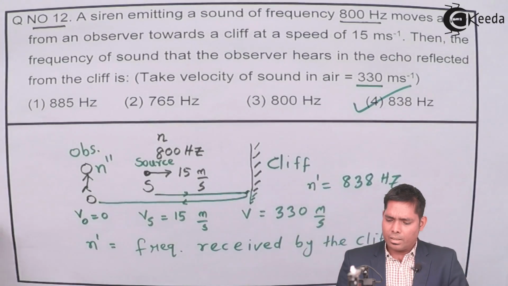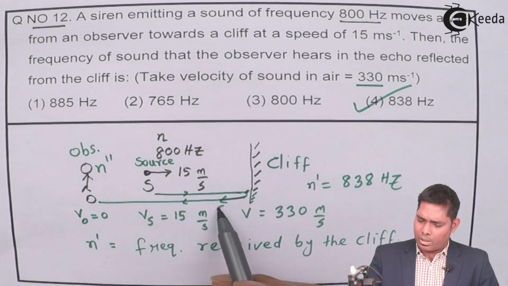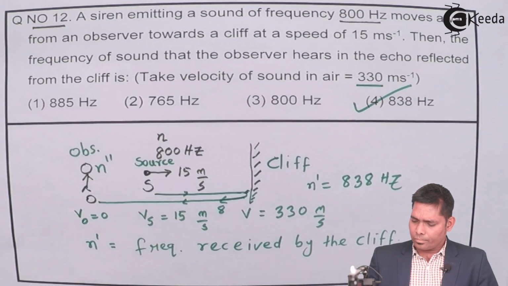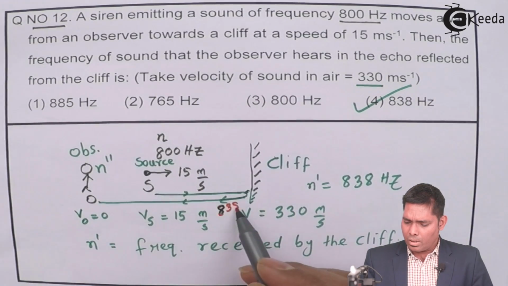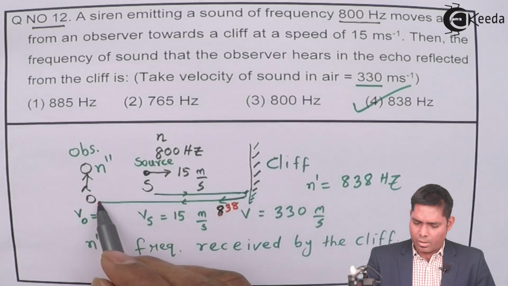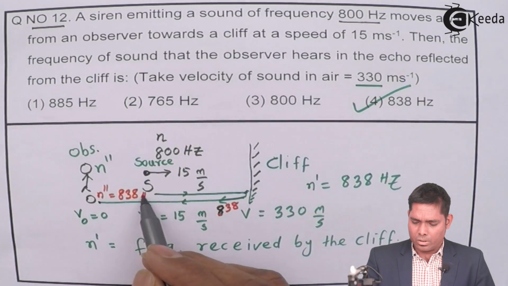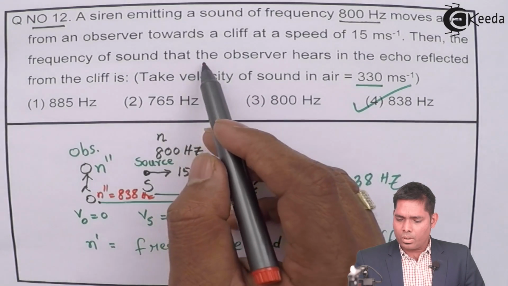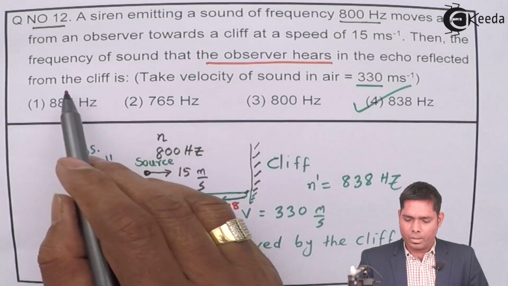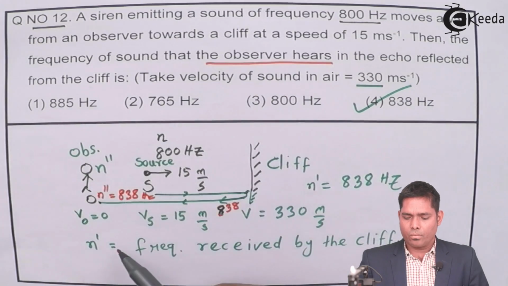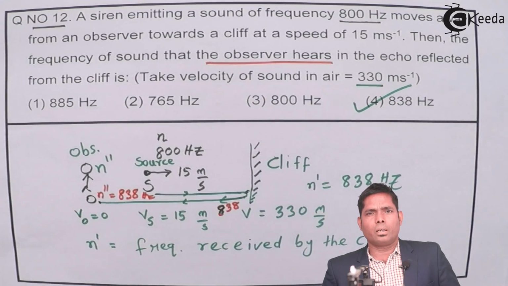So this one is correct, and because it is emitting that 838, this same thing will be received here. So n double prime will be 838 hertz. So finally the observer hears the echo reflected from the cliff will be same as this. So that is the answer to this question. Okay, thank you.